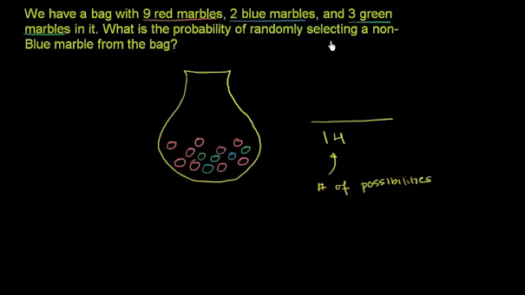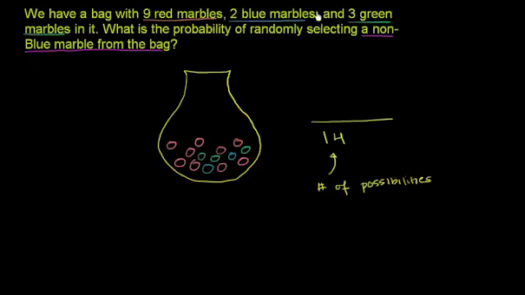And remember, our constraint is selecting a non-blue marble from the bag. Another way to think about it is a red or a green marble, because the only non-blue ones, the only other 2 colors we have, are red and green. So how many non-blue marbles are there? Well, there's a couple of ways to think about it.